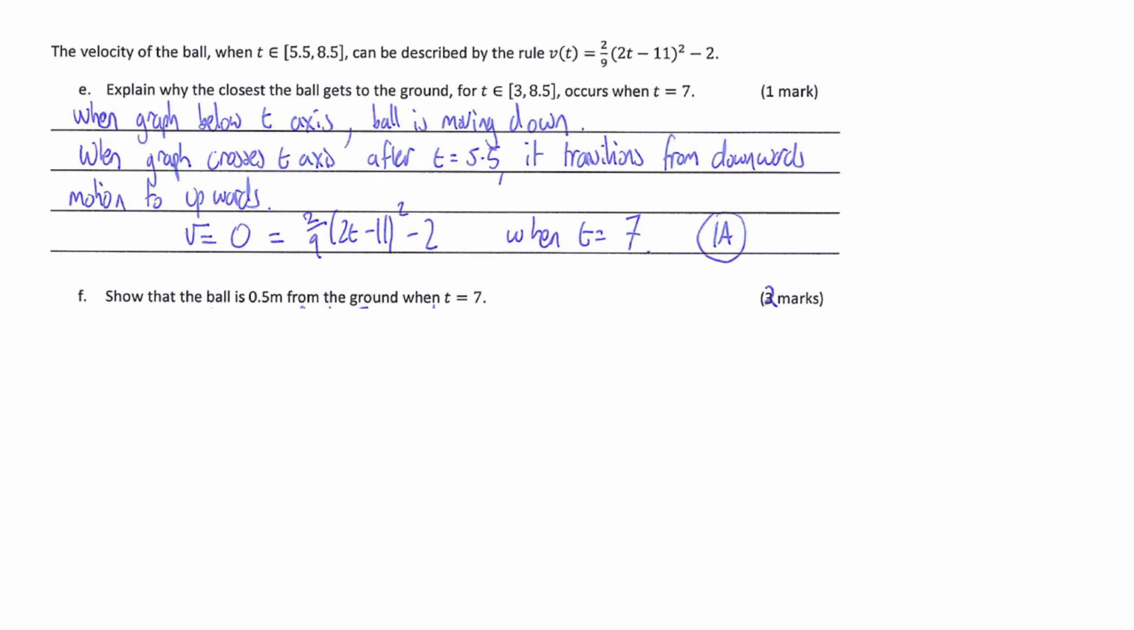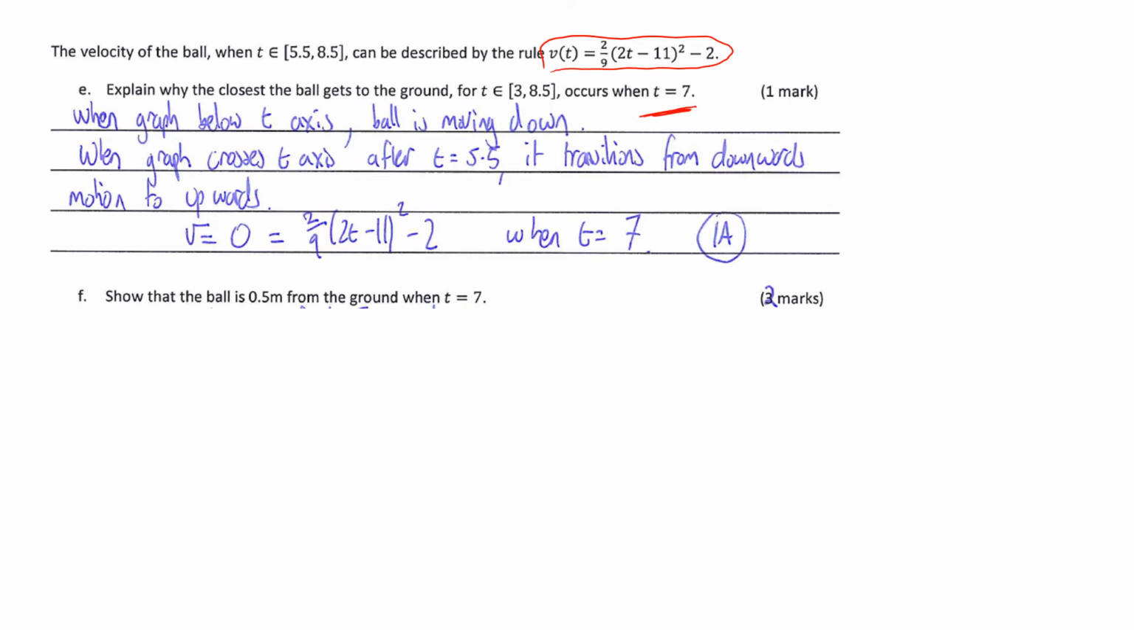All right, you can see from the velocity time graph after t equals 5.5 to 8.5, it appears to have a parabolic form to it. And in fact, that is indeed the case because here's the rule for velocity versus time. It's given by that parabola with a turning point at 5.5 comma minus 2. Explain why the closest the ball gets to the ground occurs when t is equal to 7.